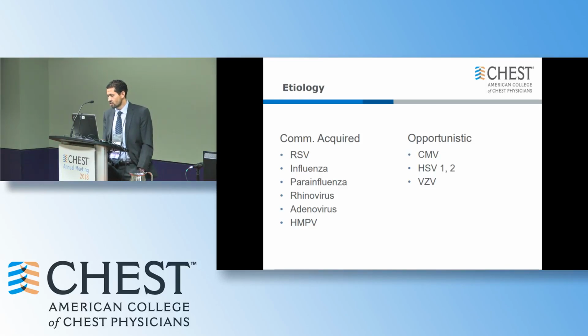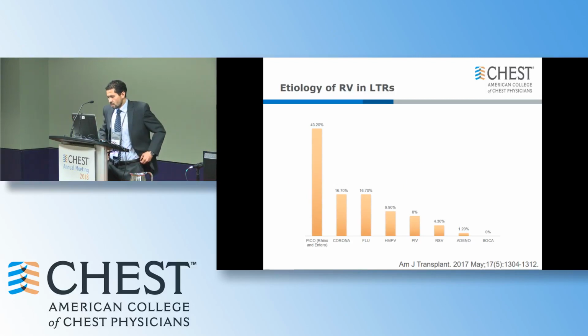And as far as etiologic agents for respiratory viral infections, in addition to the typical community-acquired agents, you also have to think about opportunistic viral infections. Typically, this is from members of the herpes virus family, including CMV, HSV 1 and 2, and varicella zoster virus. The etiology can be quite variable.